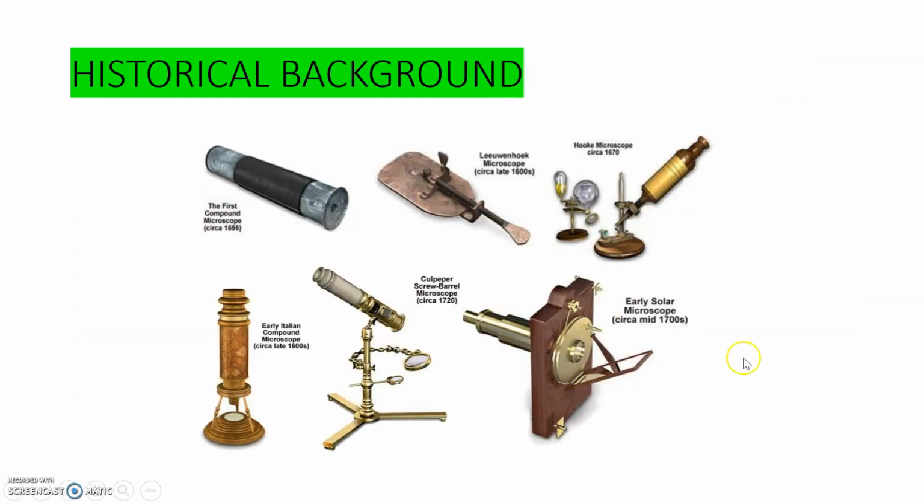Now these are the early instruments found. Microscope. First compound microscope. Then Leeuwenhoek microscope is this one. Then Hooke's microscope is this one. Italian compound microscope. Culpeper screw barrel microscope. Early solar microscope.